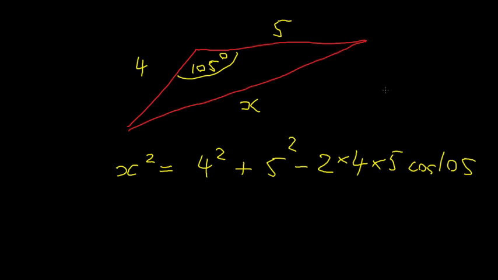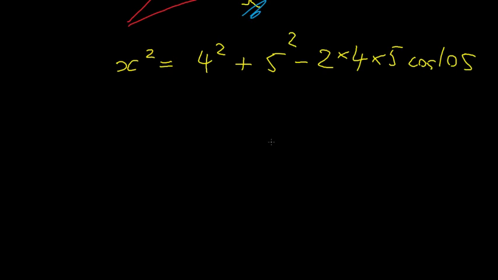Do it a few more times, right? So x squared is equal to 4 squared plus 5 squared minus 2 times 4 times 5 cos of the angle opposite x, right? That's the cosine rule. So check your working out.